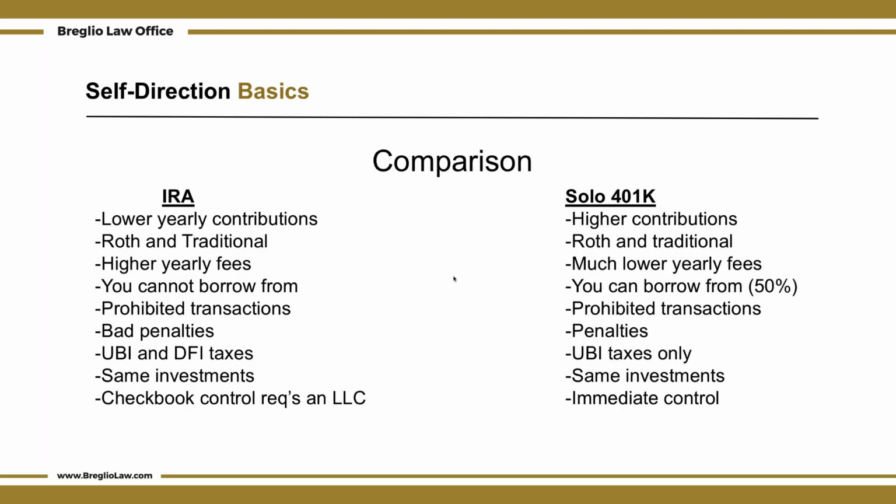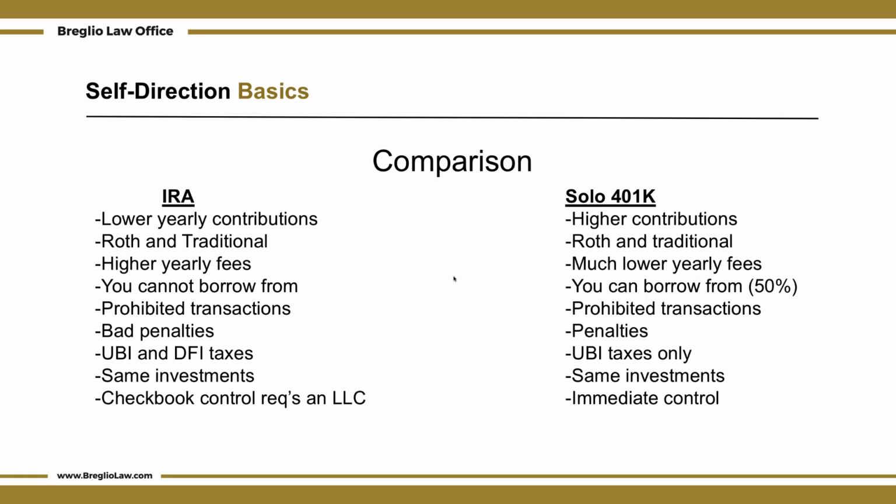Here's a side-by-side comparison of the two different kinds of accounts and what you can do in them when it comes to self-direction. A lot of this is not even just self-direction; this is true about IRAs and 401ks in general. For example, contribution limits. A contribution is when you take your own money and put it into your IRA account, or your business puts it into a 401k account. For IRAs, the limit is about $5,000 a year. That's as much as you can get in. You can't get in any more than that.